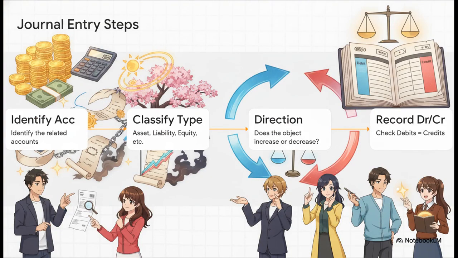To make sure that scale stays balanced, I want you to apply this standard 4-step process to every single economic transaction you ever record. Step 1, read the transaction and identify the specific accounts involved. Step 2, classify them. Are they assets, liabilities, equity, revenue, or expenses? Step 3, determine the direction of change. Is the object increasing or decreasing? And Step 4, record the debit and credit. And finally, double check that your total debits equal your total credits.